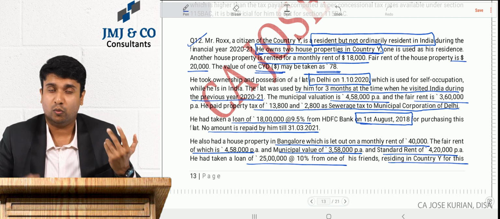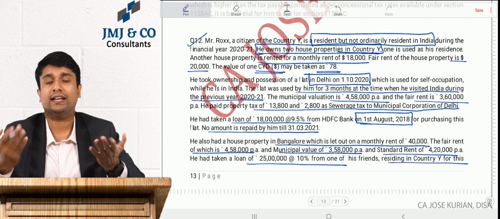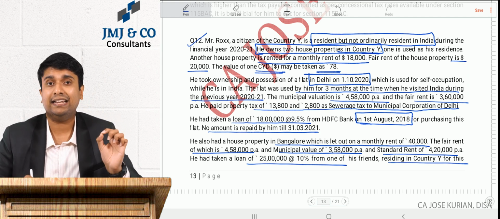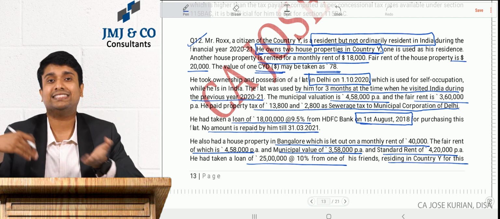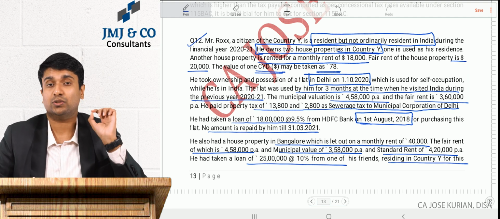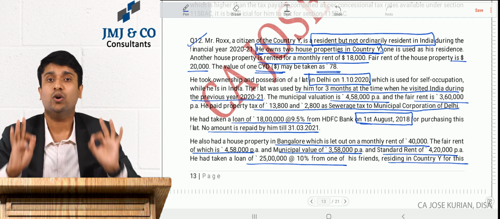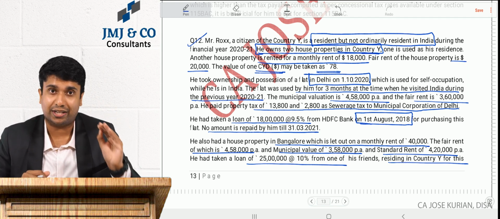The answer is no. Why? Because the property is situated outside India. So the income has definitely accrued outside India, and it is from house property, not from business. And there is one more point: the rental income is also received outside India. So for these two properties in country Y, India has no taxing right.